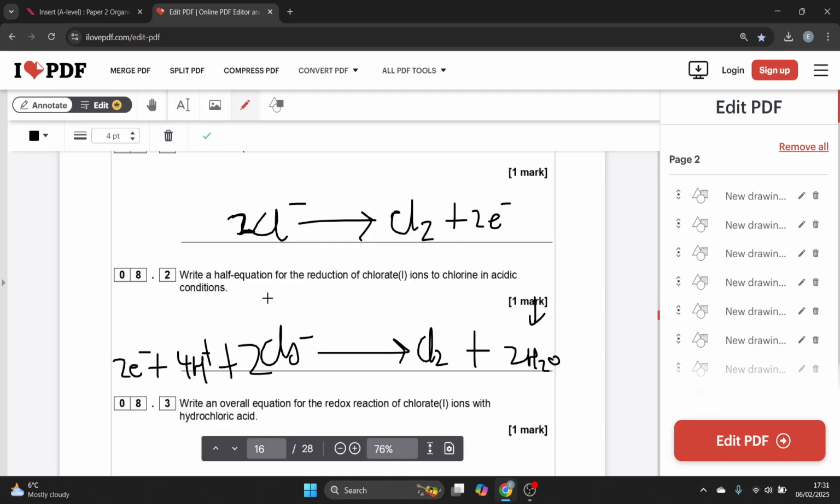I've got 2 chlorines on the left-hand side, 2 chlorines on the right-hand side. 2 oxygens on the left-hand side, 2 oxygens on the right-hand side. 4 hydrogens, 4H+, and then 4 hydrogens, 2e-, 2+ overall charge. And yeah, that's it.